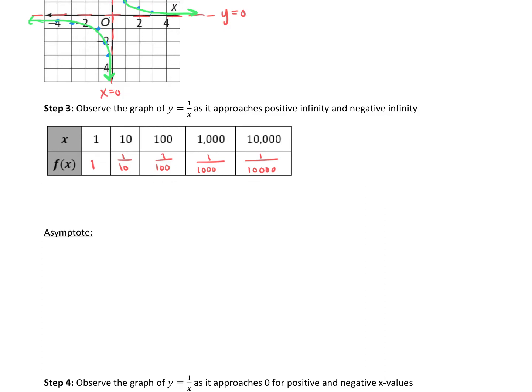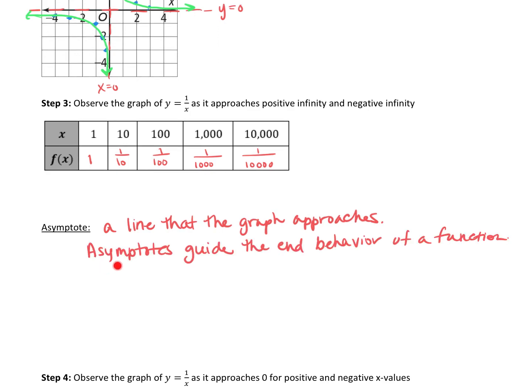So that brings us to the idea of an asymptote. An asymptote is a line that the graph approaches. Asymptotes will guide the end behavior of a function. So what we just discovered was that as our x's approach infinity, f of x, our function, is approaching 0. It's going to get closer and closer and closer to 0.